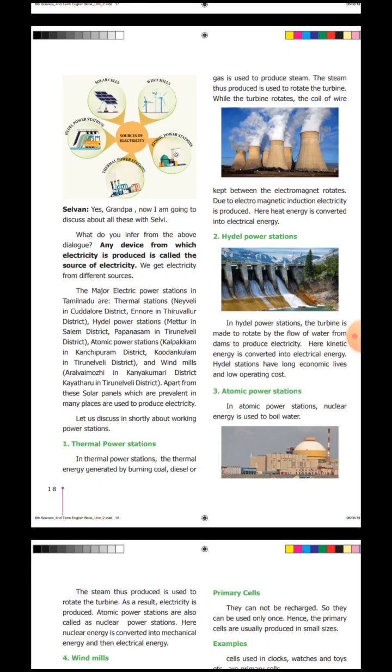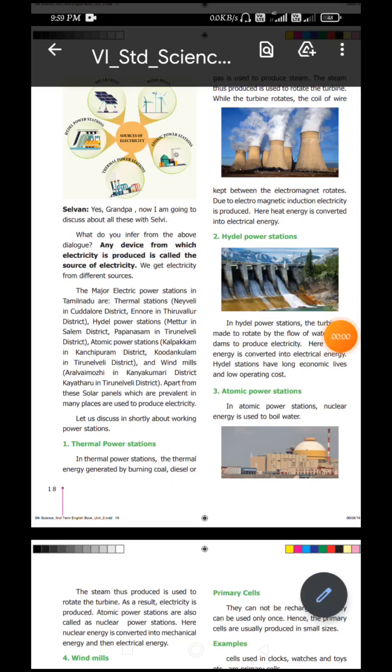While the turbine rotates, the coil of wire kept between the electromagnets rotates. Due to electromagnetic induction, electricity is produced. Here heat energy is converted into electrical energy. So in the thermal power station, heat energy is converted into electrical energy. Have you understood the thermal power station, children?